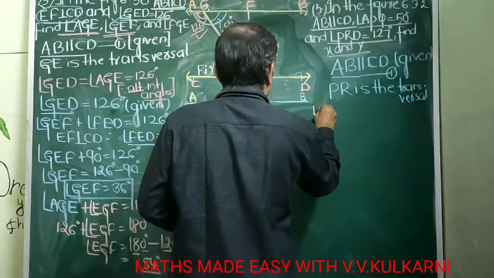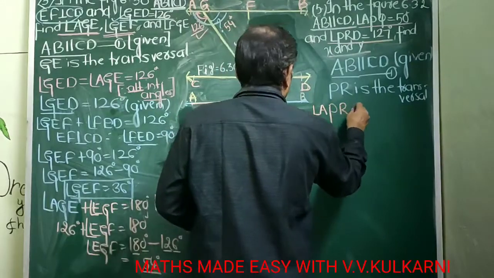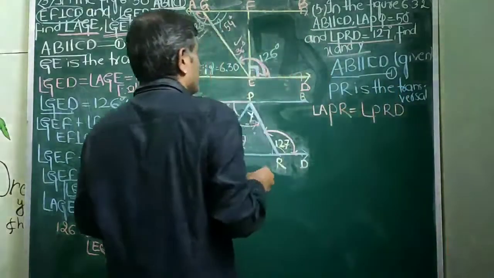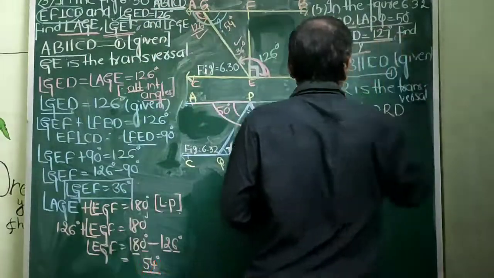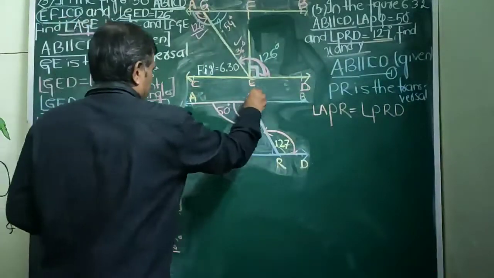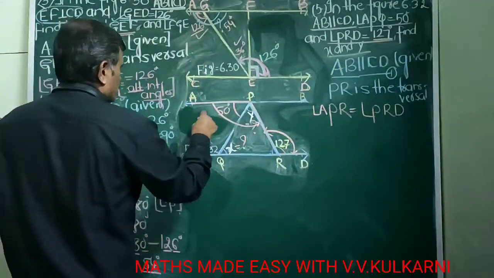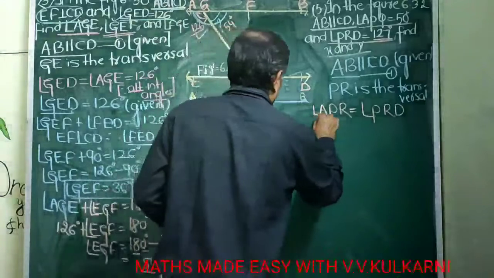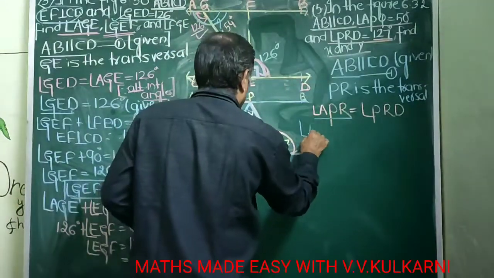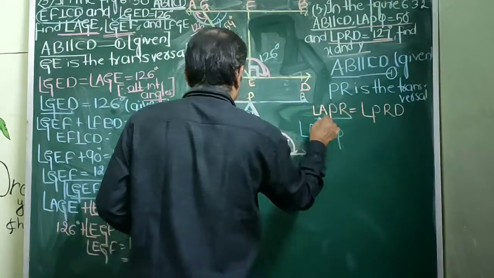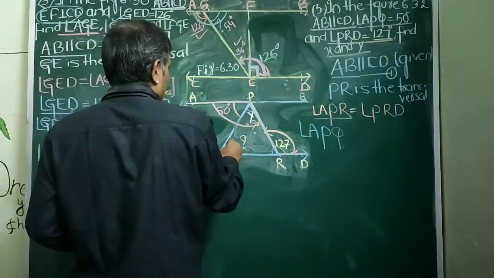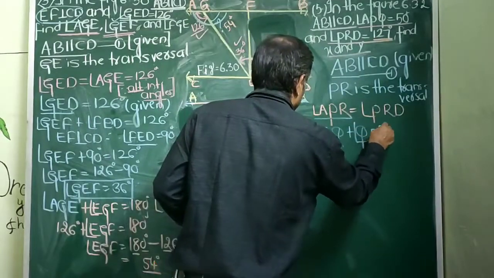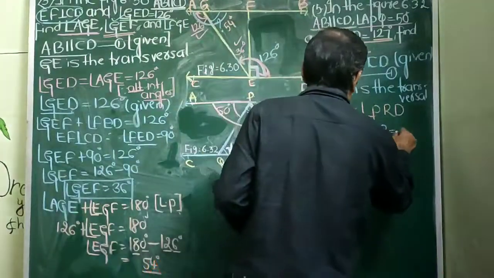So angle APR is equal to angle PRD, and that PRD is equal to how much? 127 degree. It's already given. Now this angle APR, it consists of two angles. What are those two angles? This angle plus this angle Y. So what I mean is APR can be written as angle APQ plus angle QPR, and angle QPR is equal to 127.